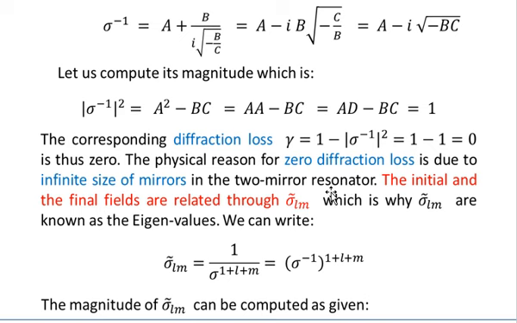So in the two mirror resonator, if we assume the sizes of the mirrors to be of infinite extent, then we can find that the diffraction loss will be 0, because the light, after multiple reflections, will remain within the resonator and will not leave the resonator because of the infinite dimensions of the mirrors. The initial and the final fields are related through sigma prime Lm.